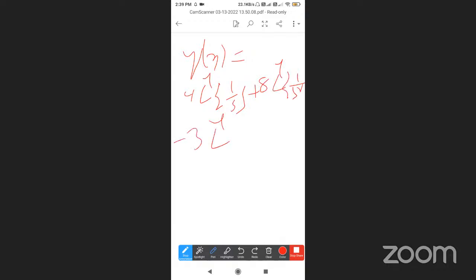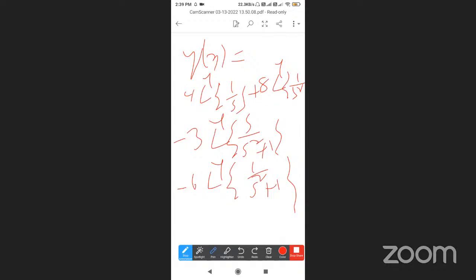So Laplace transform of f of x is equal to inverse Laplace, y of x is equal. So y of x can be written as 4 into inverse Laplace transform of 1 by s plus 8 into inverse Laplace transform of 1 by s square minus 3 into inverse Laplace transform of s by s square plus 1, minus 6 into inverse Laplace transform of 1 by s square plus 1. I already told you the Laplace and inverse Laplace transform formulas are there. So we got a simplification.